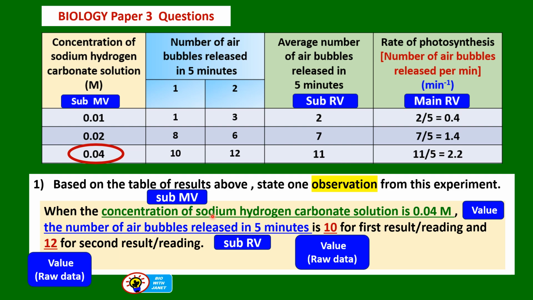So let's see, concentration of sodium hydrogen carbonate solution, that's the MV. The value of the MV is 0.04 M. Okay, number of air bubbles released in 5 minutes is your RV. Okay, it's from the table. It's 10 for the first reading, and then 12 for the second reading. So you will get the full marks, which is normally 2 marks or 3 marks. Okay, so it could be 1 mark for the MV, 1 mark for the RV, together with the values.